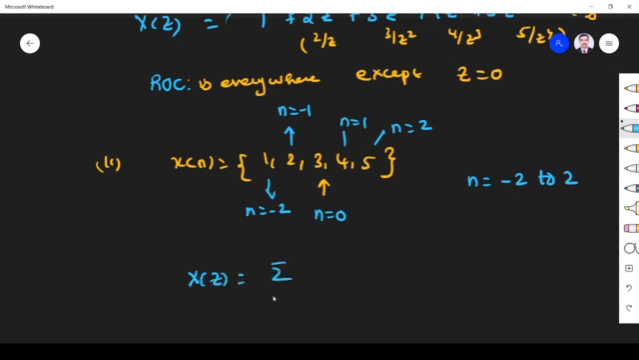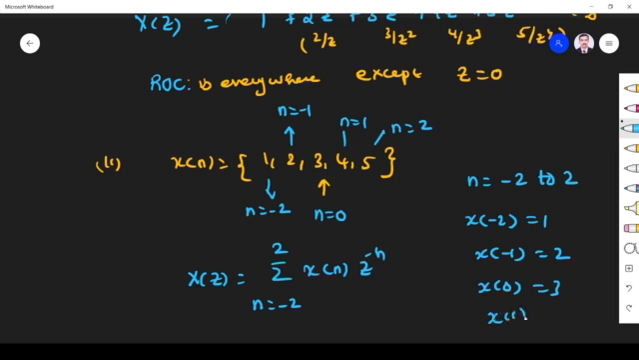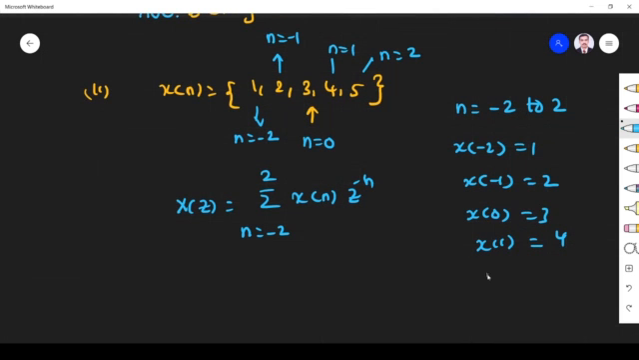The Z transform equation must be, n varies from -2 to +2, x of n z power minus n. And when n is equal to -2, that is x of -2, that is equal to 1. X of -1 is equal to 2. X of 0, when you substitute n0, x of 0 is 3. X of 1, when you substitute n is equal to 1, it is 4. Right? When you substitute n is equal to 2, it is 5.